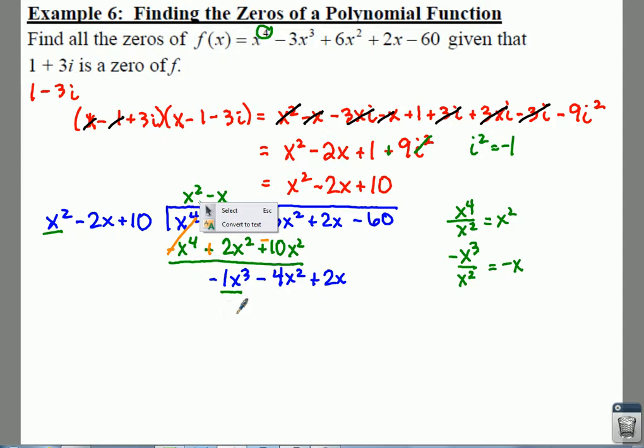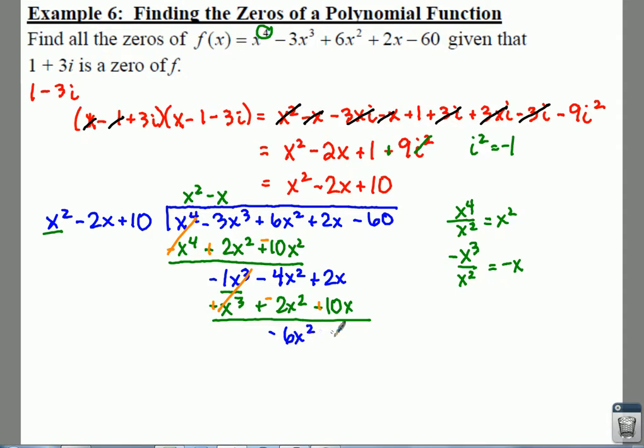And then we multiply. So you get negative x to the 3rd plus 2x squared minus 10x. Man, there's a lot of work in this problem. That's part of the reason I like it. And then we go through and change all your signs. So plus, negative, plus. Those are gone. If those don't cancel, you didn't do something right. So you have negative 6x squared plus 12x minus 60.